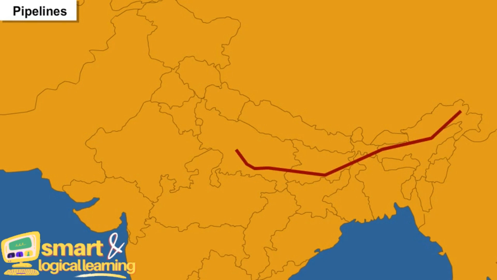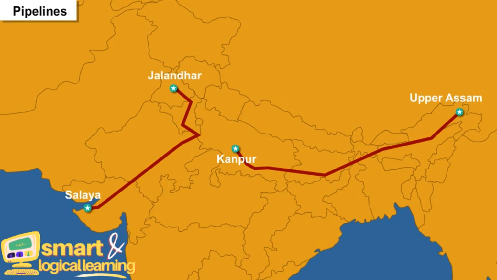1. Oil pipeline from Upper Assam to Kanpur in Uttar Pradesh. 2. Pipeline from Salaya, Gujarat to Jalandhar, Punjab. 3. Gas pipeline from Hazira, Gujarat to Jagdishpur, Uttar Pradesh.